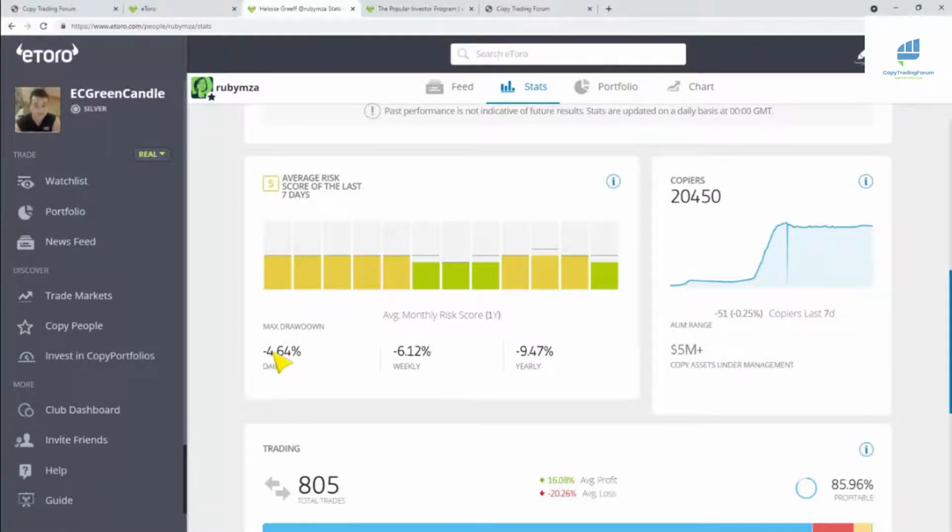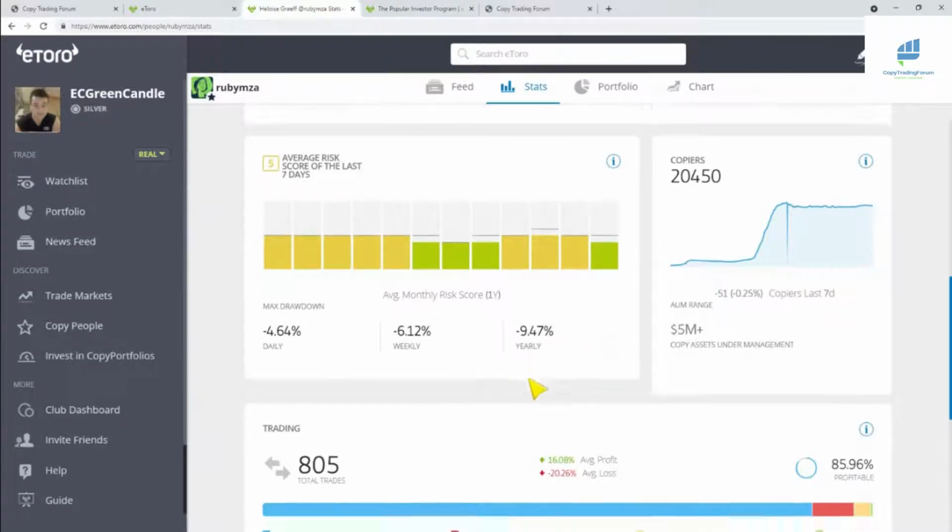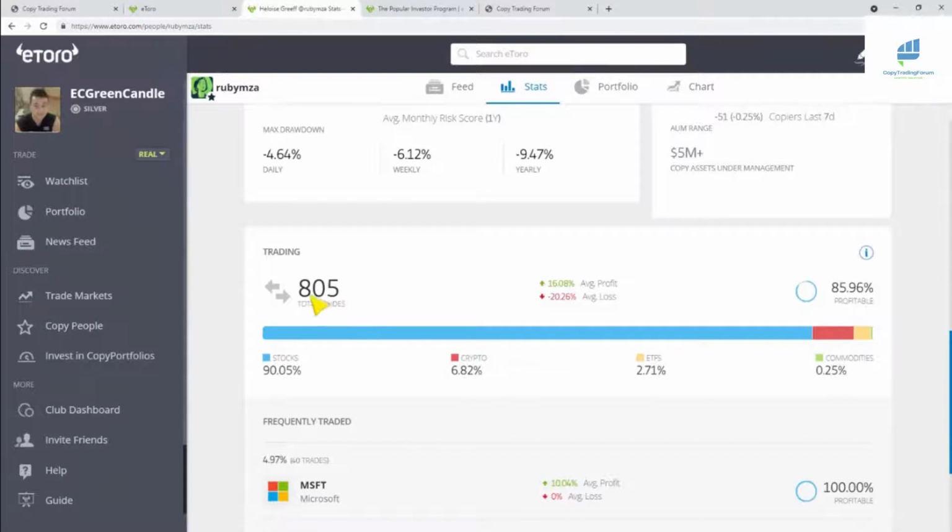So over 1 day, the maximum amount her portfolio dropped over the last year was 4.64%. Over the week it was 6.12. So over the year, the highest drop from the highest point of the investment to the lowest was 9.47. But you get to learn all of this as you go along.